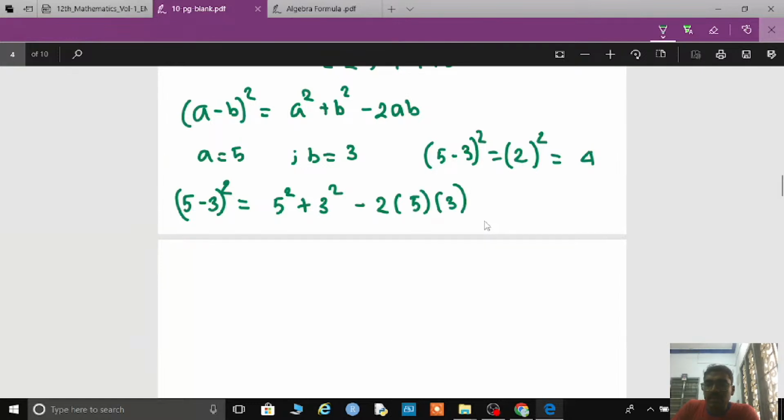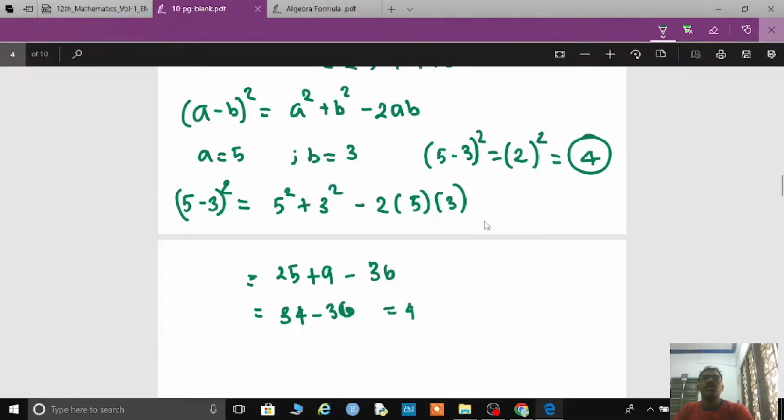So we have to check whether we obtain the result 4 or not, because the simply verified answer is 4. With the help of the formula we need to obtain the same result, which is nothing but 4. So 5 square is 25, and 3 square is 9, and minus 2 into 5 into 3: 2 fives are 10, 10 threes are 30. Got it? So 25 plus 9 will become 34. 34 minus 30 is equal to 4. I hope you got it. So the (a minus b) the whole square formula is verified.